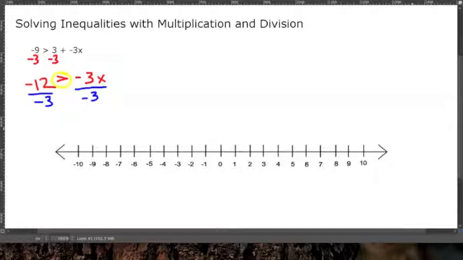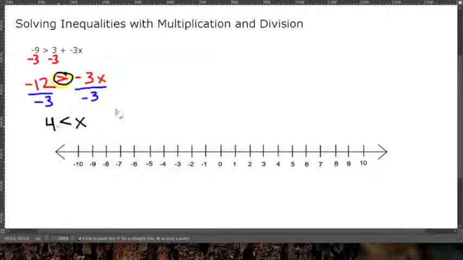doing out the math, it's going to be that negative 12 divided by negative 3 is a positive 4. Switching our inequality from greater than to less than, and then this is going negative divided by negative is a positive 1, so it's just x. So now we have 4 is less than x.